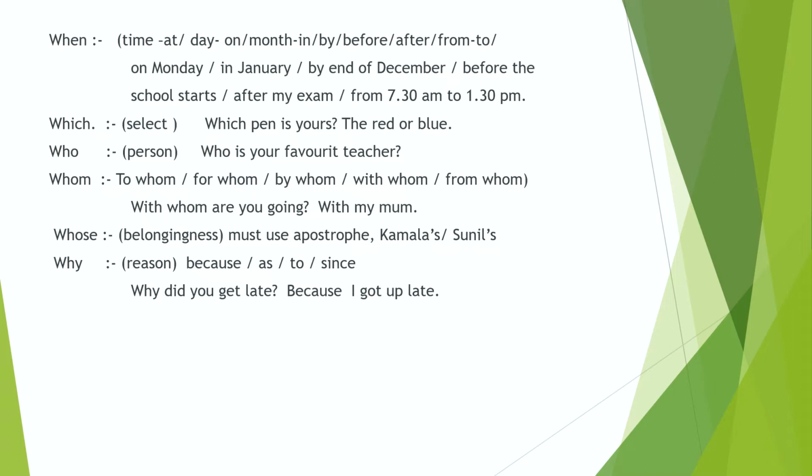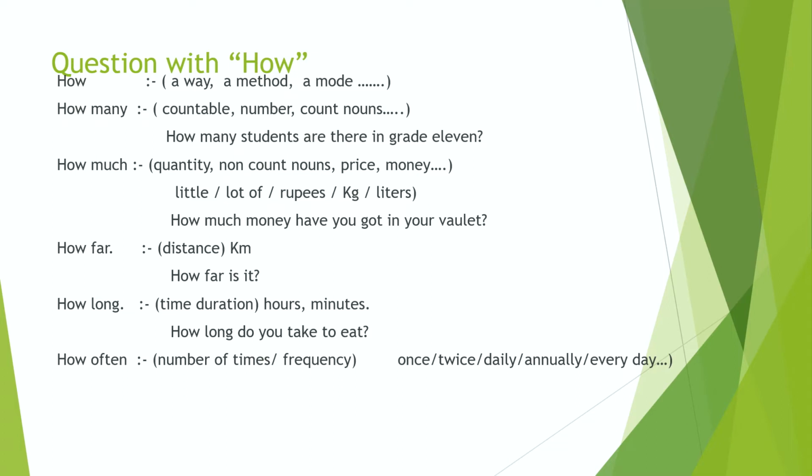Whose? Belongings. Whose? That's somebody's property. Must use an apostrophe. For an example, Kamala's, Sunil's. Why? Reason. You have to start with because, as, to, since, not all, one at a time. Why did you get late? Because I got up late.